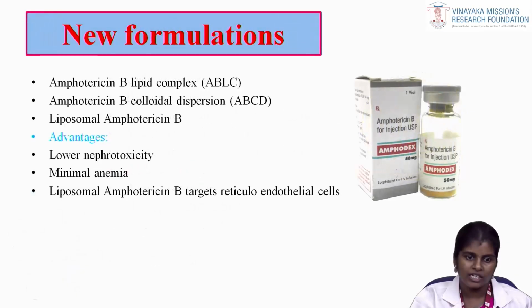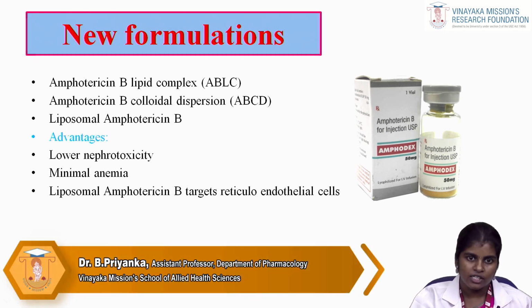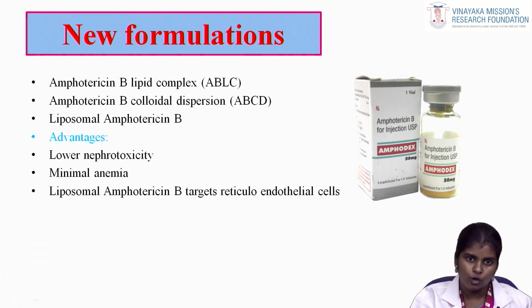So coming to the newer formulations, this is very important. Why do we need newer formulations? The only advantage is that they cause low nephrotoxicity, very minimal anemia, and they target particularly the reticuloendothelial cells. Those newer formulations are amphotericin B lipid complex, amphotericin B colloidal dispersion, and finally liposomal amphotericin B. This liposomal amphotericin B is very important, especially in mucormycosis in COVID-19 patients.